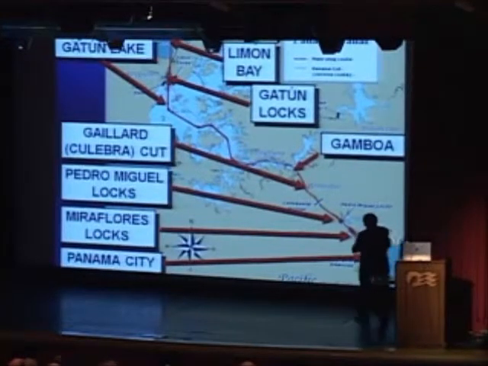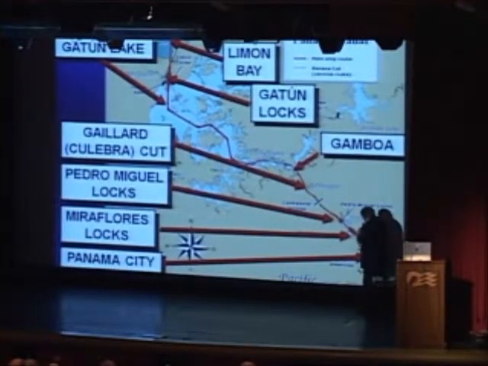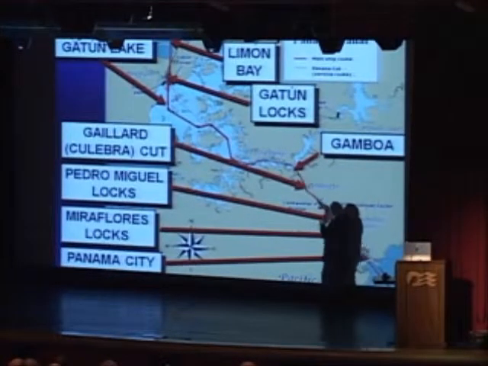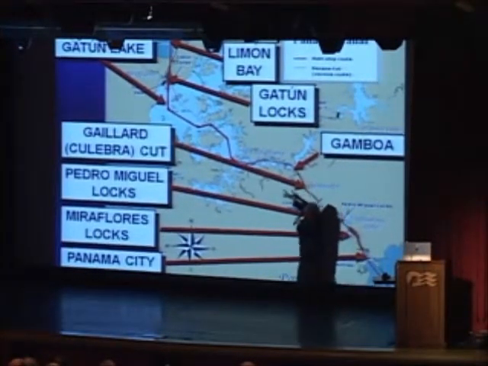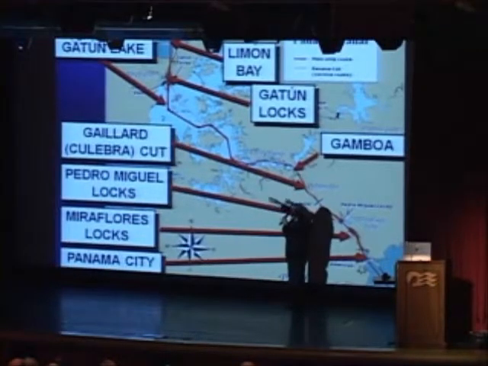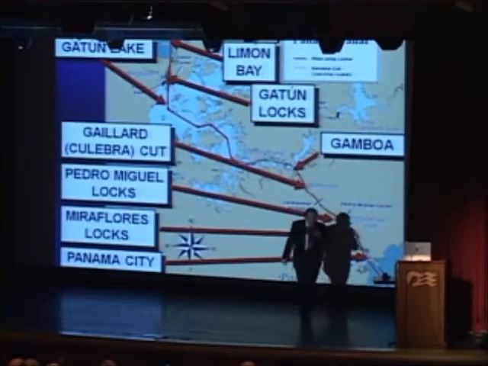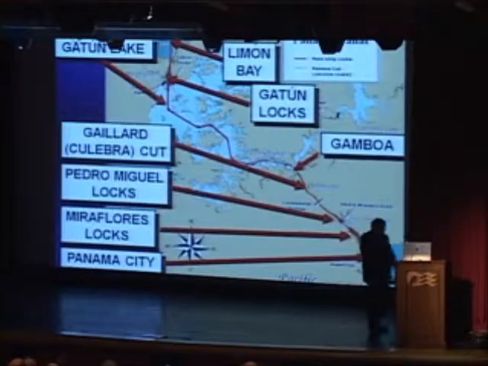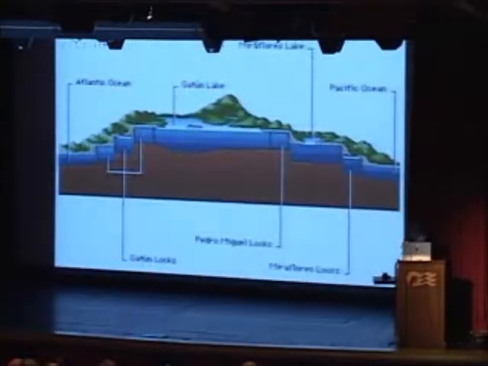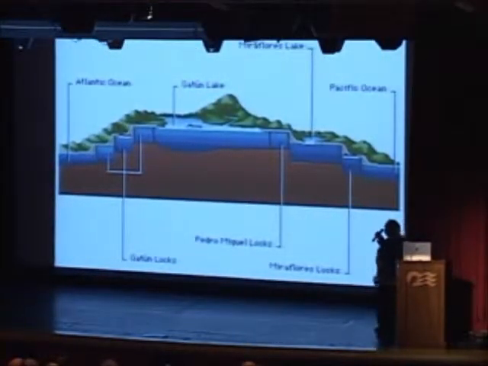So here again is Panama City. These are the Pedro Miguel and Miraflores locks, Gatun, the Culebra Cut or Gaillard Cut, and then we enter, after the town of Gamboa, Gatun Lake, and then finally the three-stage Gatun locks down to the level of the Atlantic Ocean.